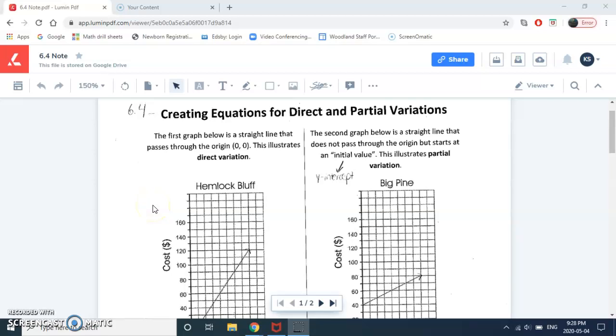Hello class, today we're going to be looking at 6.4, creating equations for direct and partial variations. We've skipped over 6.3 for the sake of time in our course, which was the direct and partial variations. We're going to get a bit of a crash course in that right now.